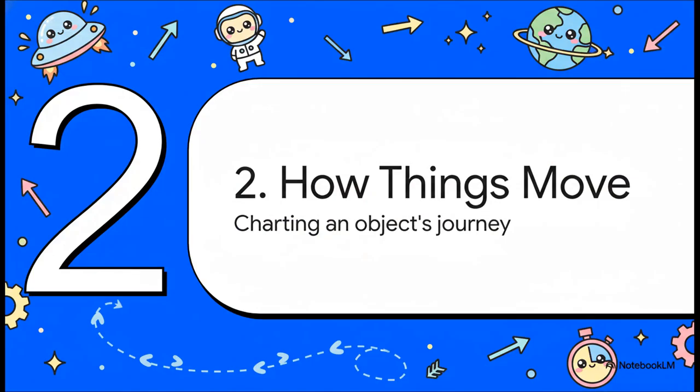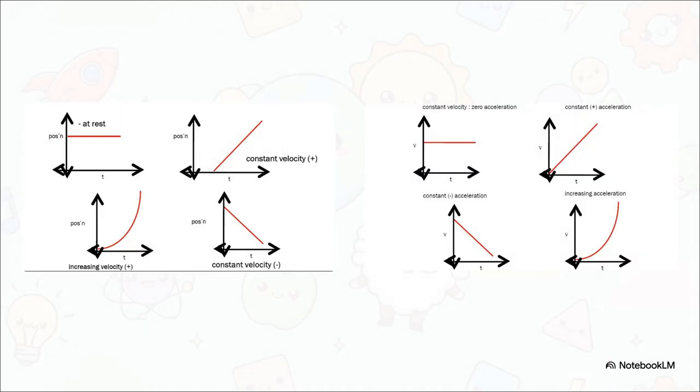So now that we've got our vocabulary down, scalars and vectors, we can start describing one of the most basic things in the entire universe, motion. We can literally draw a map of an object's journey through space and time. Okay, I know, graphs can look a little intense, but they're just telling a story. On the left, we're tracking where something is over time.